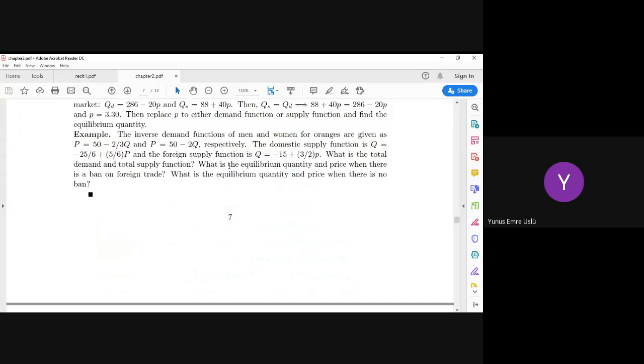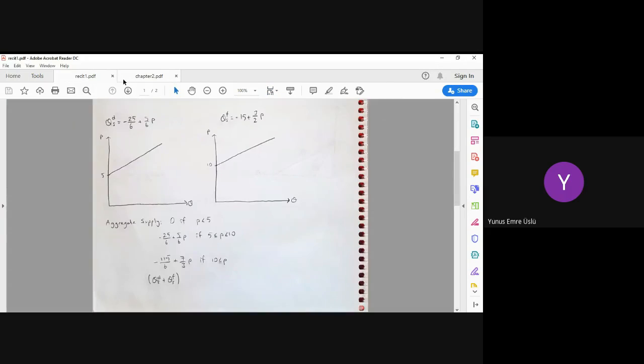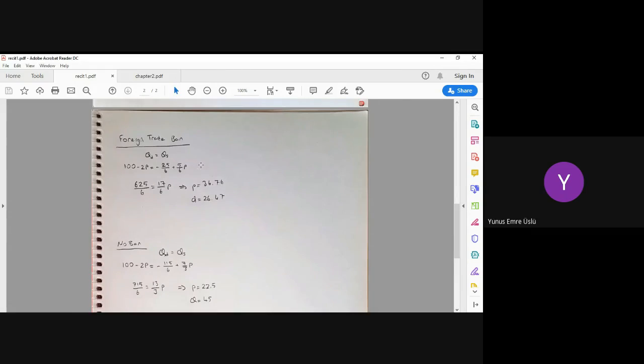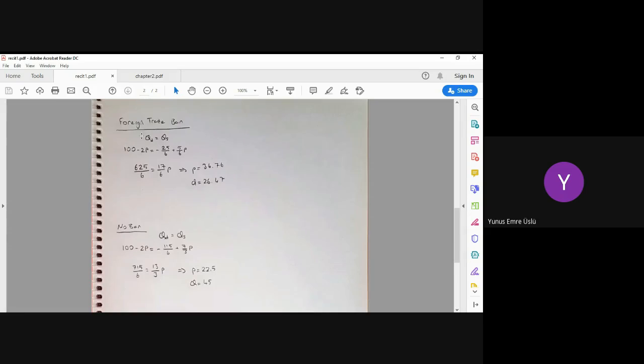So what is the equilibrium quantity and price when there is a ban on foreign trade? In the equilibrium, total supply and total demand will be equal to each other. This is how we can find equilibrium values for quantity and price. And there is a ban on foreign trade, so only domestic producers can supply that good. So the total demand will be equal to total supply in the equilibrium.